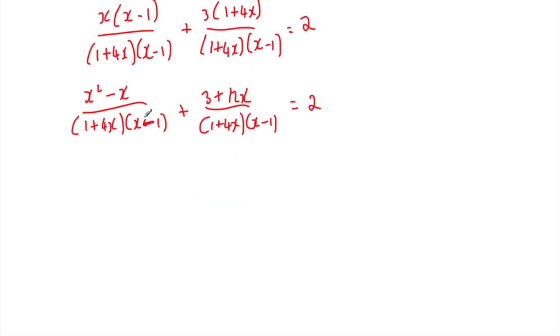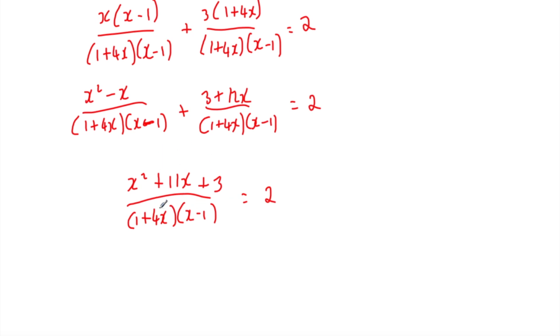Okay, now let's add together these fractions. So let's add together the numerators. Let's add together the terms in x squared. That's just going to be x squared. Then we've got minus x plus 12x, which will be 11x, so plus 11x. And then we've just got to add 3. And that's all over 1 plus 4x, and then in brackets x minus 1. And then that equals 2. Okay, so we've now got to this point here.